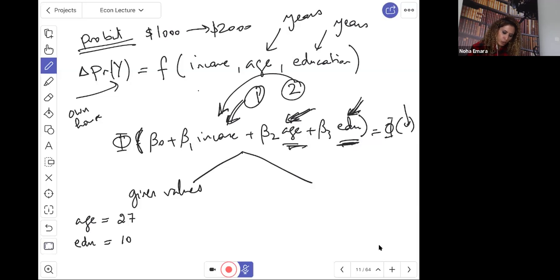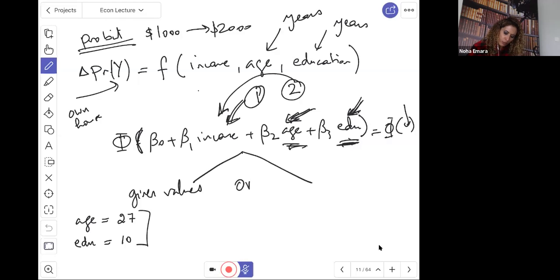So I'm going to be using these values when the income is 1000, when the income is 2000. It's like I'm asking you, for a person who's 27 years of age and with 10 years of schooling, what is the change in the probability of owning a house if the income of this person increases from 1000 to 2000, right? So I will be giving you values for age and education, right?